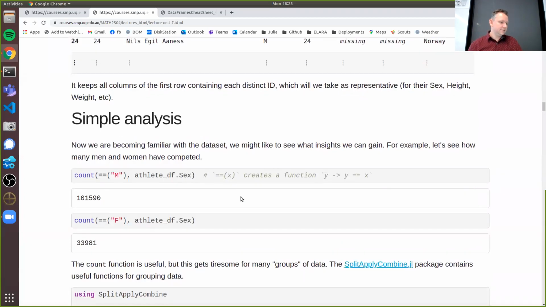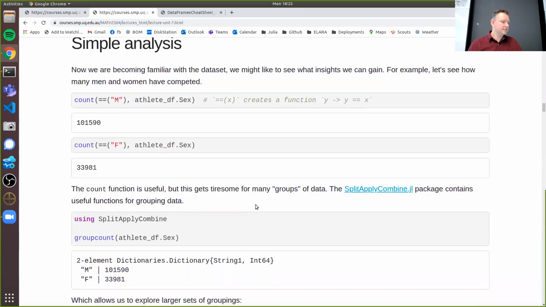So let's just do a few simple analyses of this. Let's see how many men there are. What's the gender balance? There's 100,000 men to 33,000 women. So historically, it hasn't really been very close to 50-50.